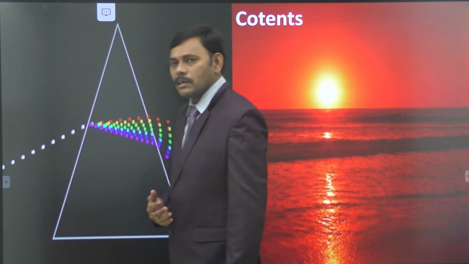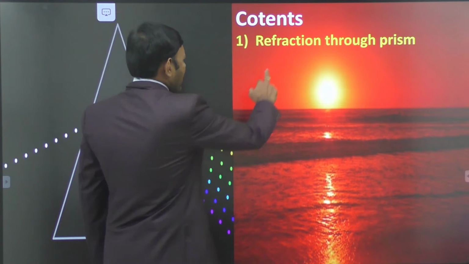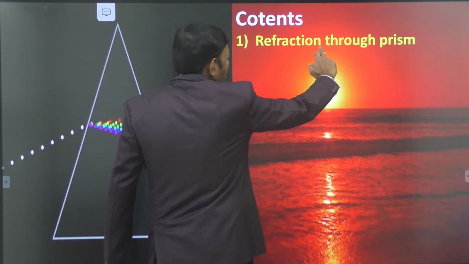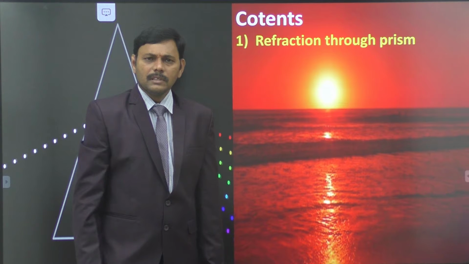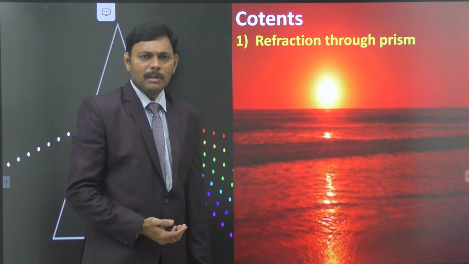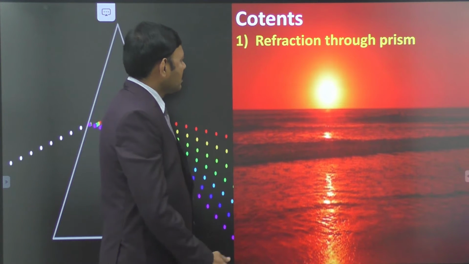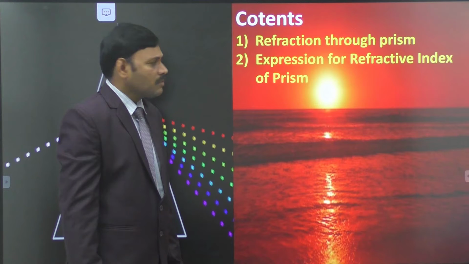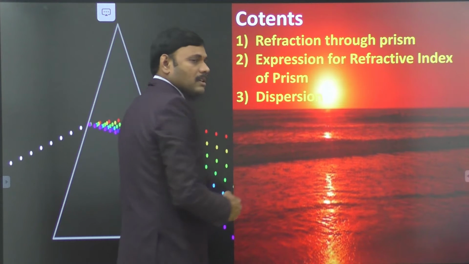So let us see the contents that we have to discuss in this video. First one is refraction through a prism. In this explanation, we will derive the expression for the refractive index of the prism by using the angle of the prism and the angle of minimum deviation. Second content, expression for the refractive index of the prism, and third one is dispersion.